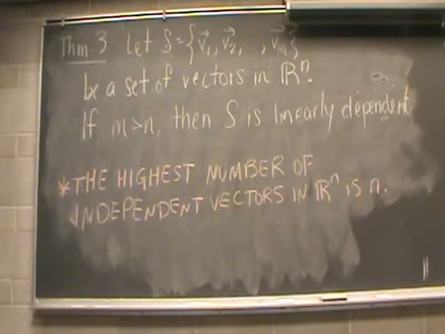Theorem 3 is the last property, and it's a really neat property. It's the generalization of theorem number 2. It says if we have a set S of m vectors inside the real vector space Rn, and m is greater than n, where little m and little n are positive integer values, then this set S is linearly dependent. So what Theorem 3 is saying in a roundabout way is the highest possible number of independent vectors we can get in the vector space Rn is n.